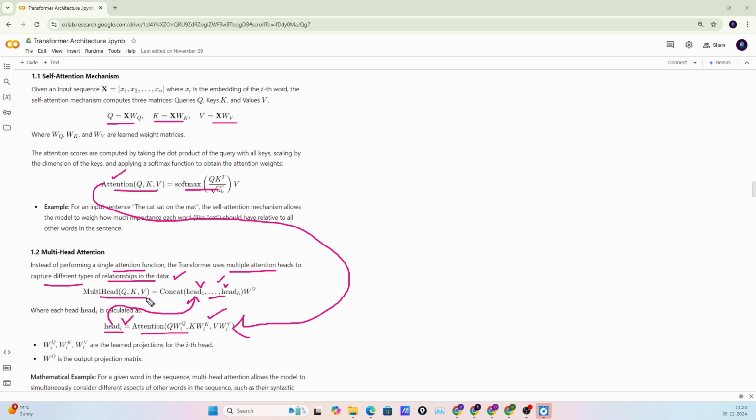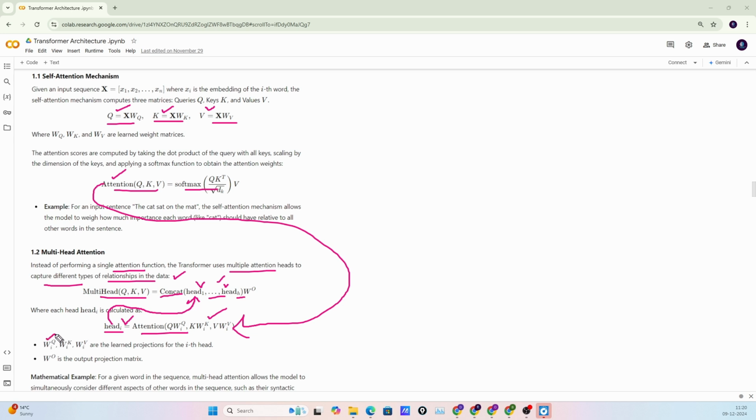So this way multi-head attention works. The mathematics is the same, how we calculate the query, key, value, all the things are the same. We just add one more concatenate function here, and first we calculate the attention for head 1, head 2, up to the last head. Suppose we have h number of heads, then we calculate up to head h and then concatenate these, and the weights would be different as per the head.